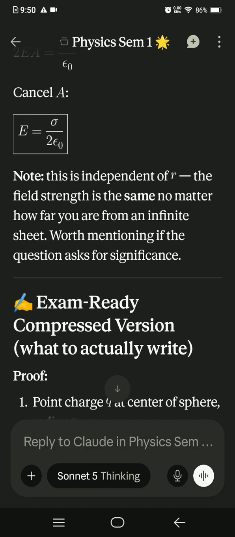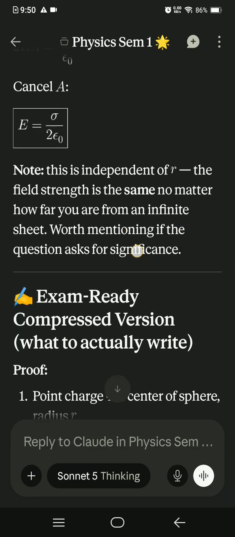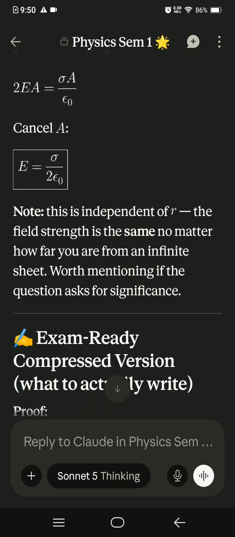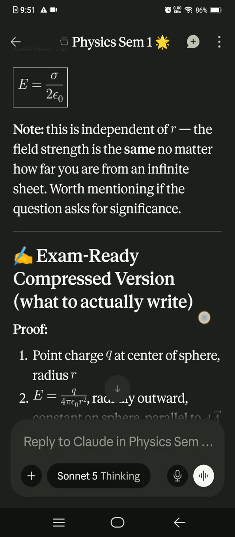Worth mentioning if the question asks for significance. Okay, so the flux is going to remain the same, or the field is going to remain the same. But this is the electric field, right? The field strength is the same. How is the field strength the same? I mean, wouldn't the strength be greater near the infinite sheet? But anyways, this formula implies that it's going to stay the same no matter how far you are from the infinite sheet.